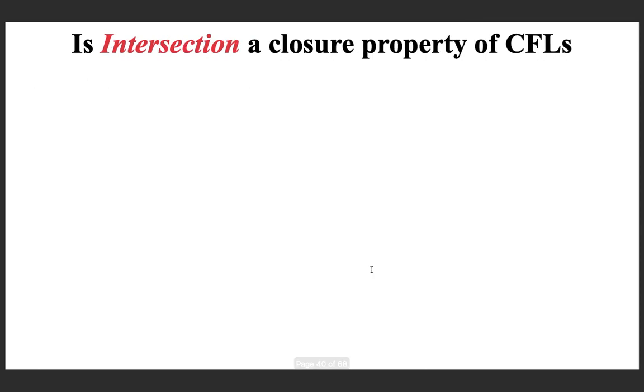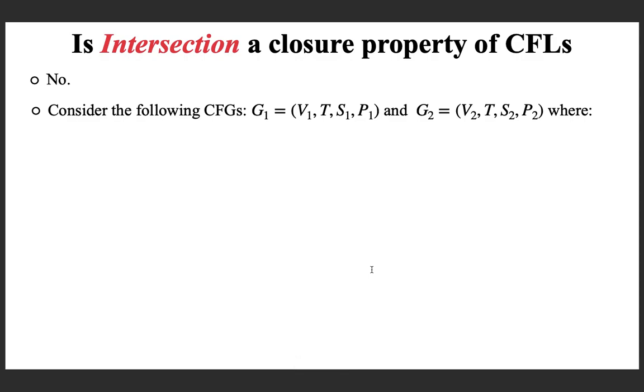Now proceed. Now we are asking this question: is intersection a closure property of context free languages? We proved that it is closed under union and also closed under Kleene iteration. So what is your guess? Are context free languages closed under intersection? The answer is no, they are not. So we need to state that claim. The claim is that they are not closed under intersection, and we are going to prove it using the method of contradiction.